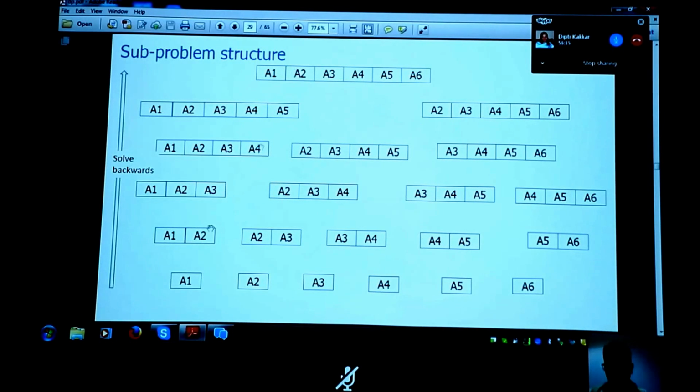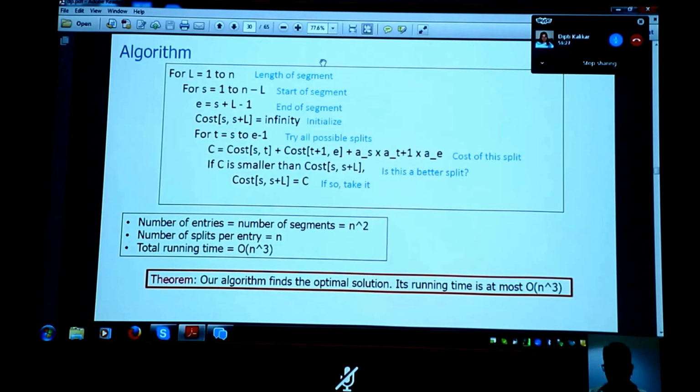So you start with segments of length 1. There is nothing to do there, but they are just individual matrices, but fine. So you start from here, length 1, keep going up to 6. So let's write that program. This is how you have to then write it.